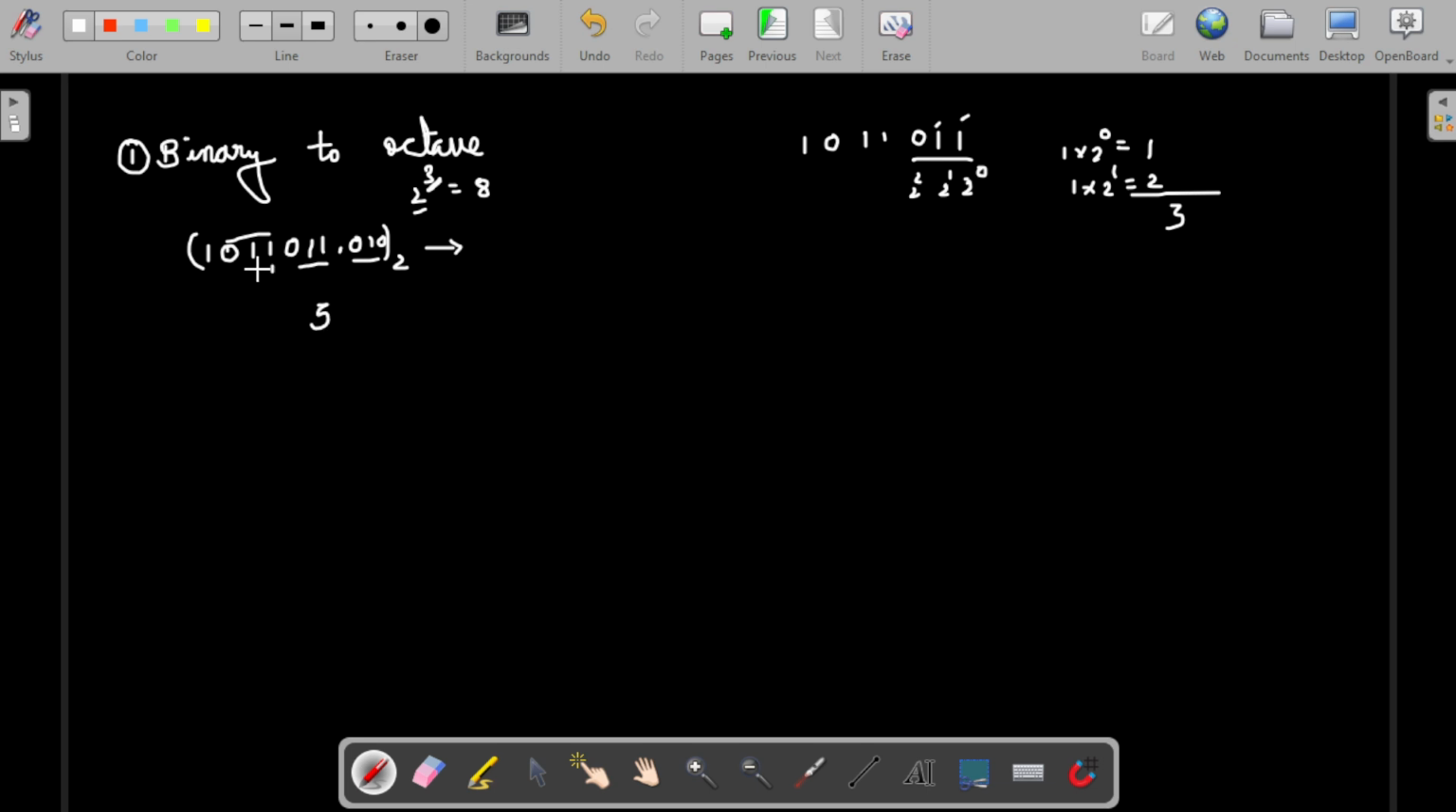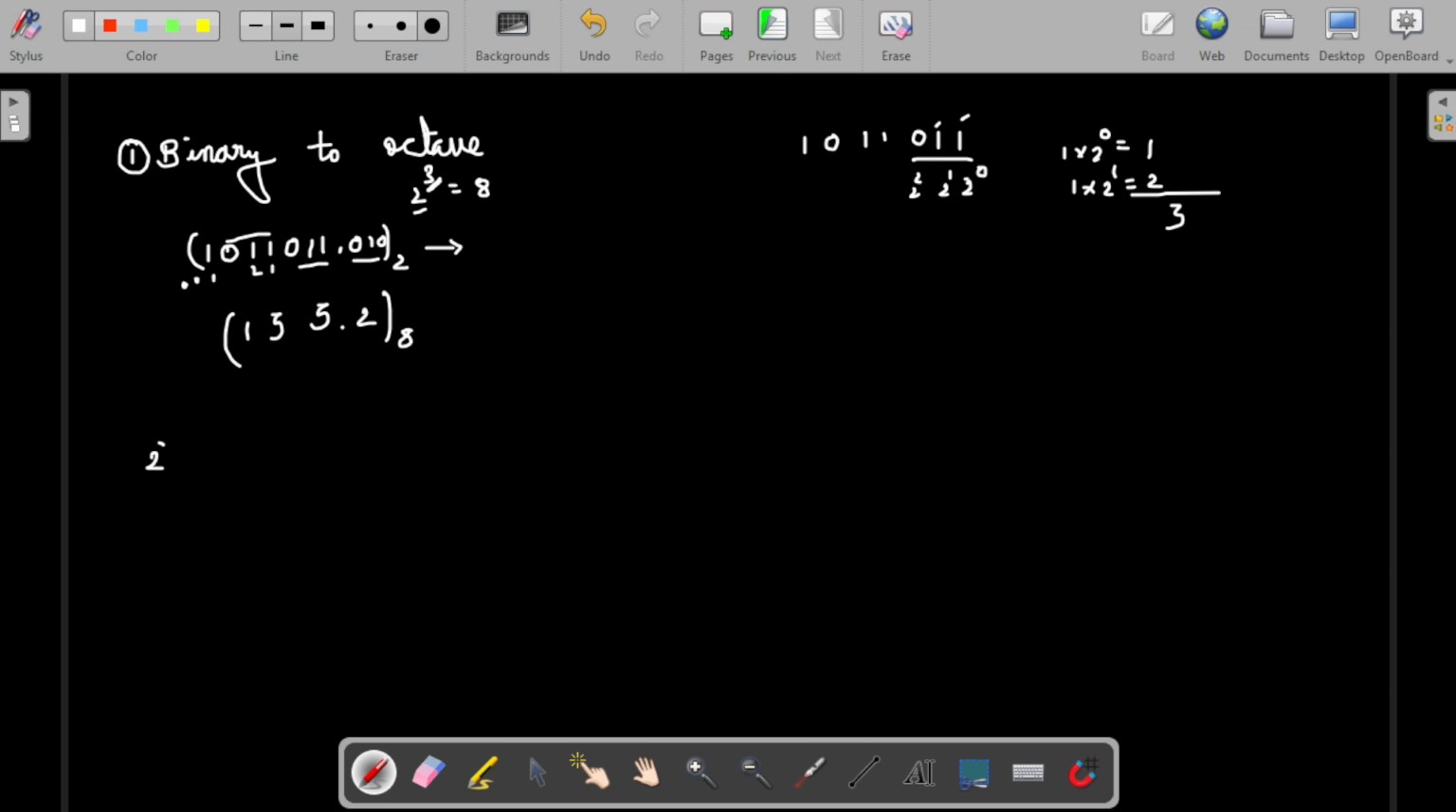Similarly, here also there is 1, 2, so this is also 3. And this one is 1, 0, 0, so this is 4. So we get 133 dot, and then this one is 2. So this is the conversion in octal. This is how we have to convert.